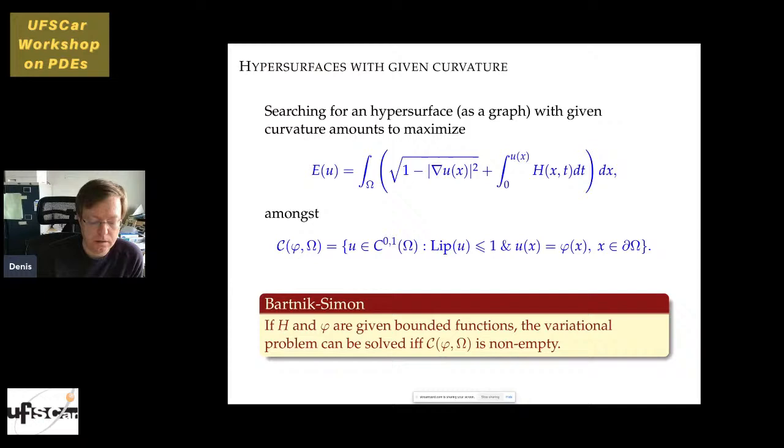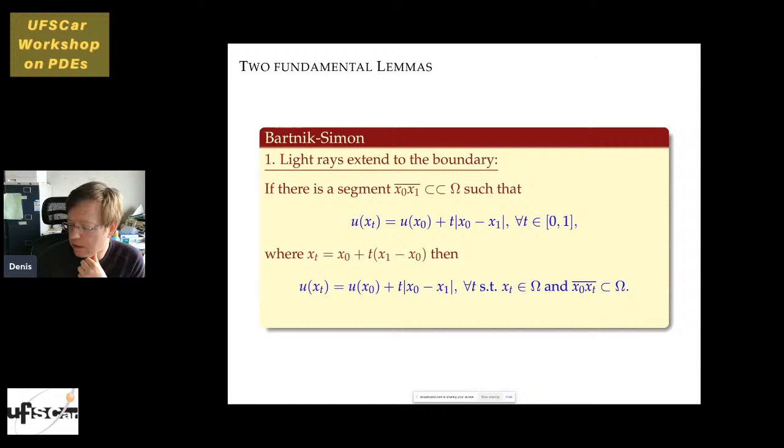Okay. So some important results are associated to this in the paper of Bartnik and Simon. I'm going to review a little bit the literature. These are, let's say, the fundamental results in those papers, which have been used later by different authors. The first fundamental observation made by Bartnik and Simon is what is called the light ray lemma. And this light ray lemma tells you the following thing.